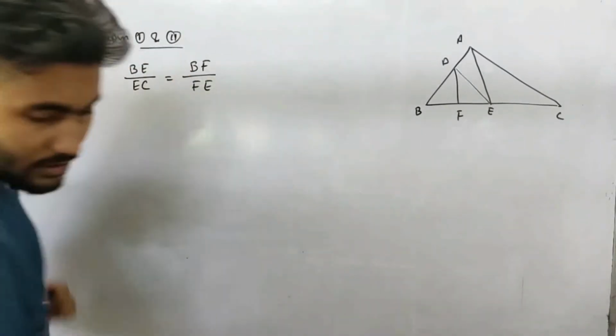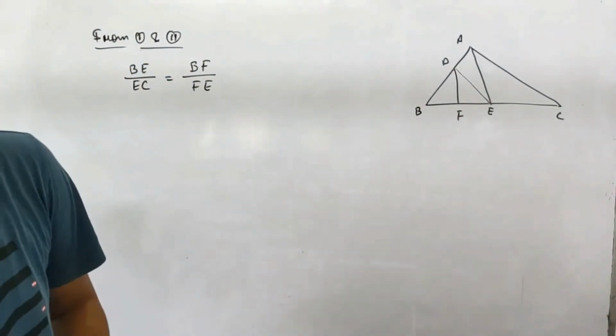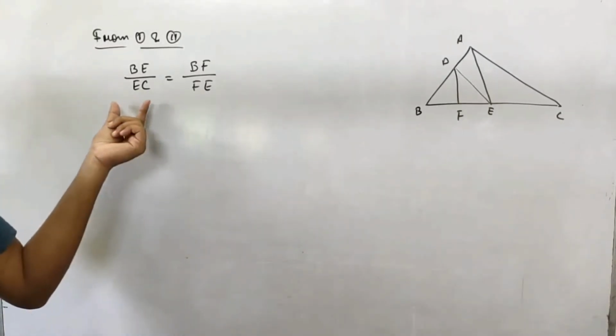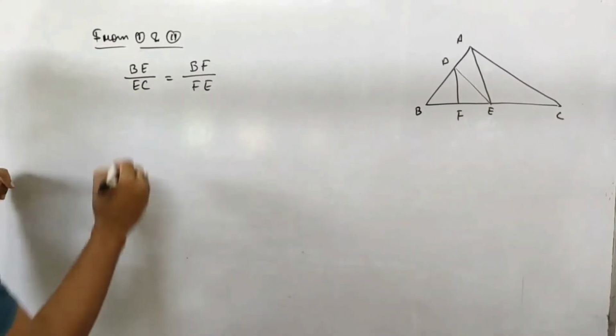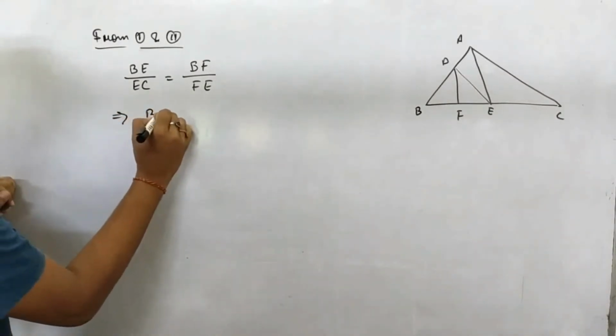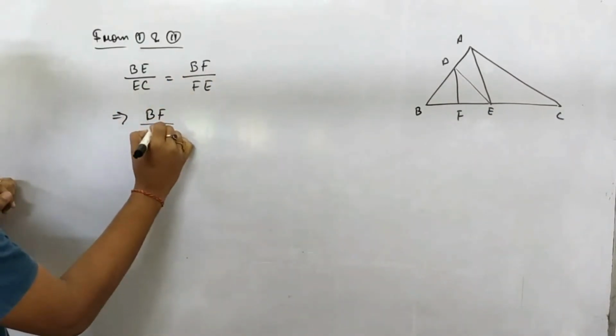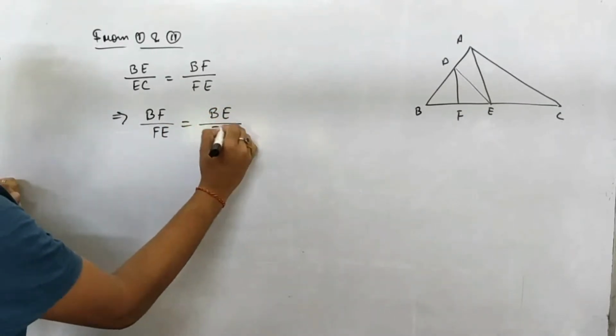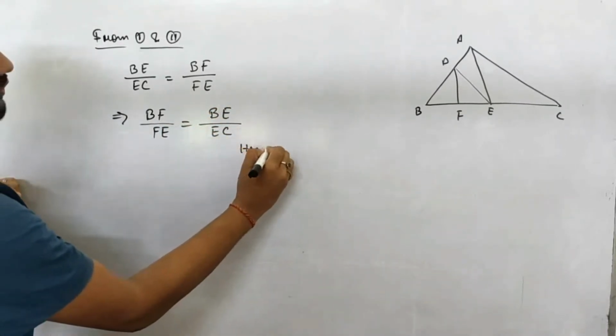Now what is it given to prove? I have removed that part. In the question, what is given to prove? BF by FE is equal to BE by EC. So we have got the answer. Simply you write this one at first, that is BF by FE will be equal to BE by EC, hence proved.